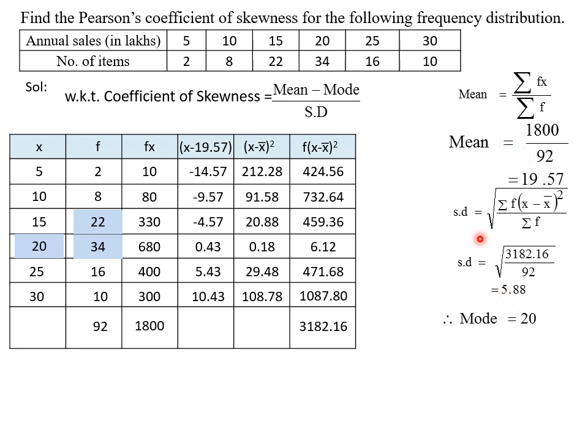Then substitute these three values. After finding mean, standard deviation, and mode, substitute all these values in the formula to get the coefficient of skewness. Now coefficient of skewness is equal to 19.57 minus 20 divided by 5.88. If you simplify, you are getting it as minus 0.07.